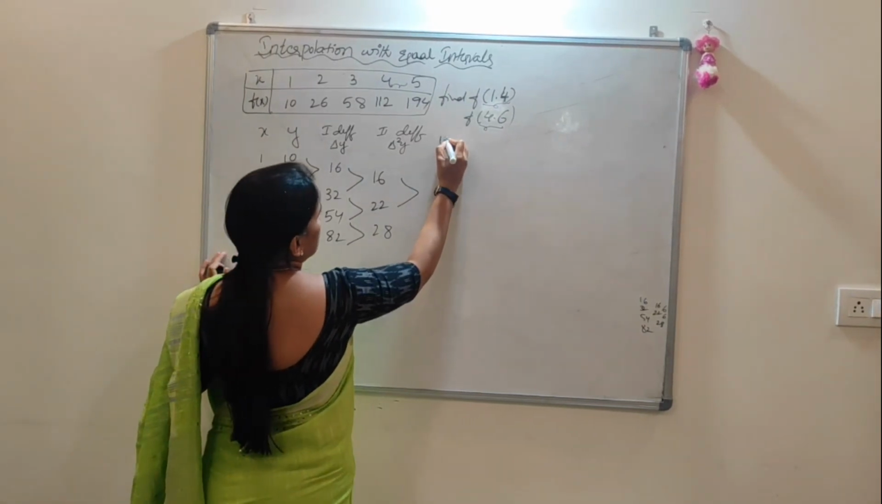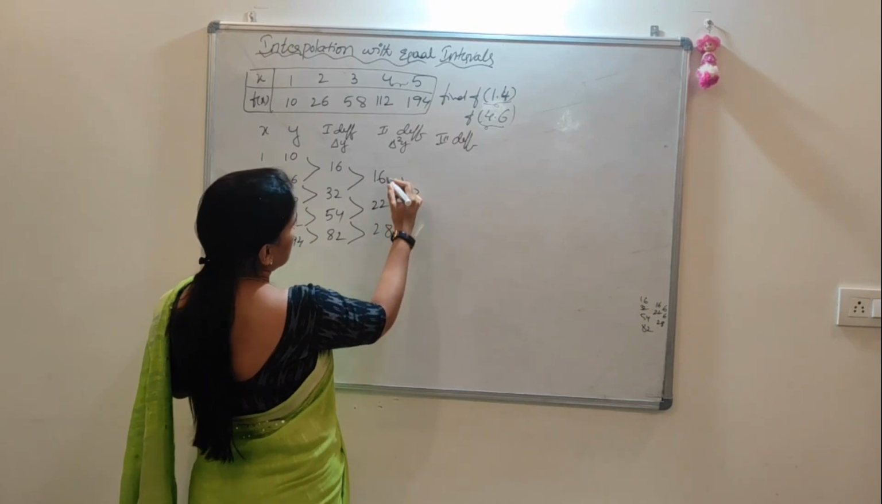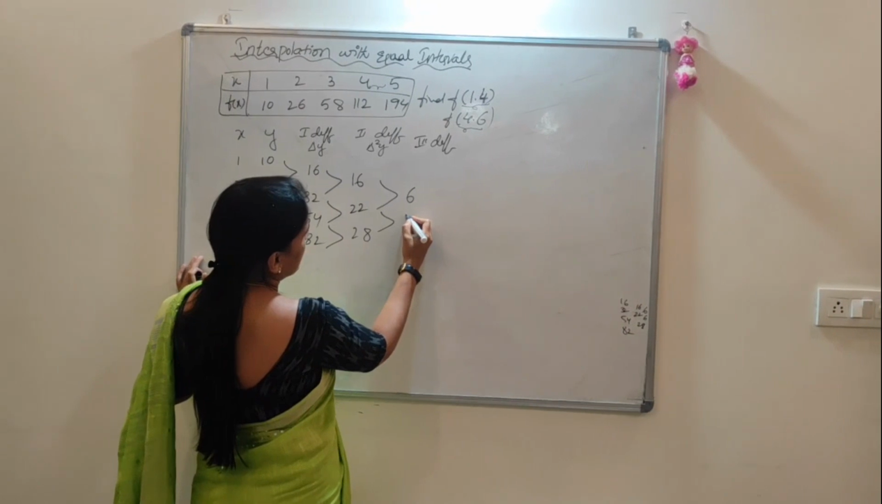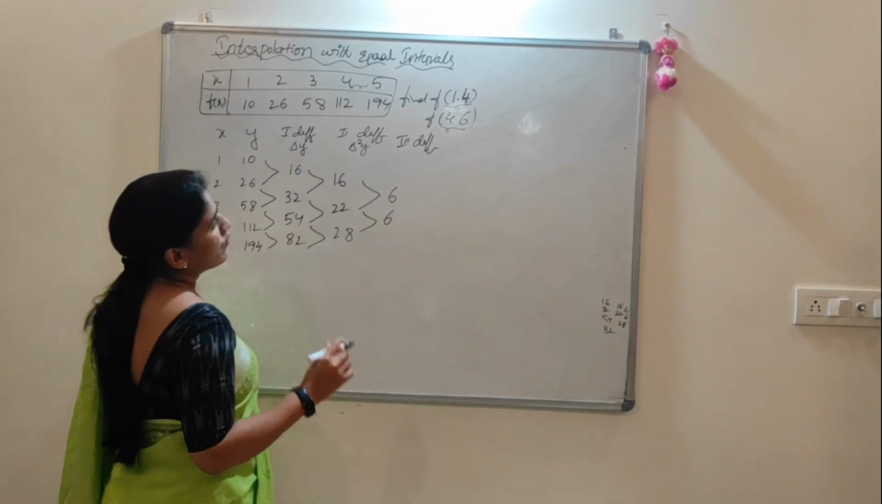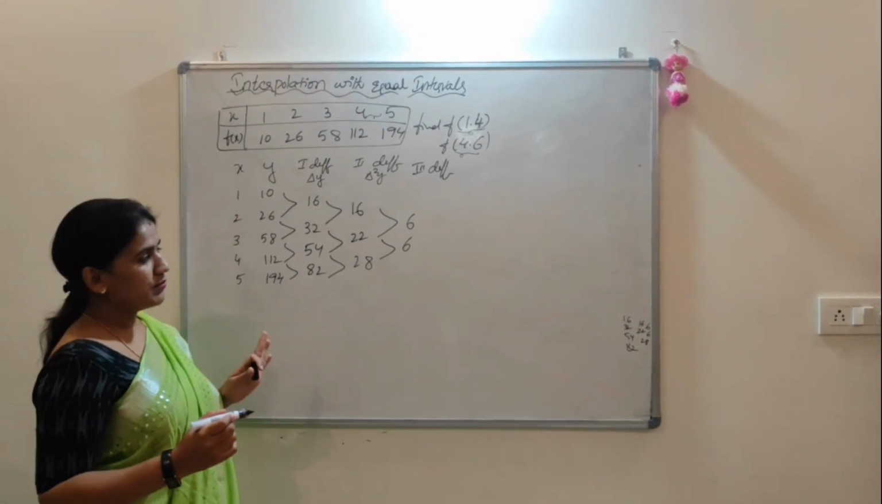So third difference is 22 minus 16, it is 6. 28 minus 22, it is 6. So fourth difference, these two are equal, so understood, fourth difference will get 0. So this is our difference table.